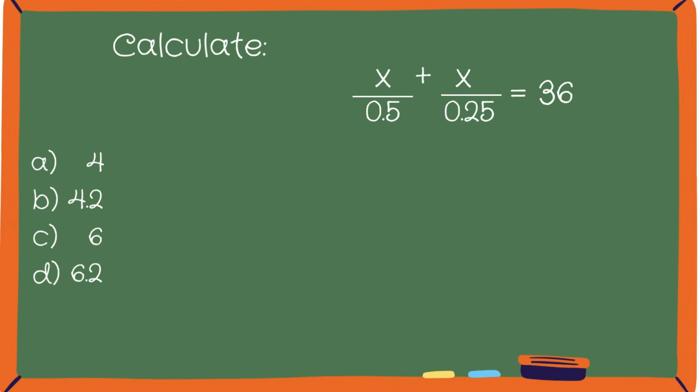Look at this exercise. Look at this equation. Very interesting. We have in the equation x divided by 0.5 plus x divided by 0.25. This is equal to 36. How much is x worth? I have to solve this equation. Will x be equal to 4, or 4.2, or 6, or 6.2? Write your answer, A, B, C, or D, in the comments.